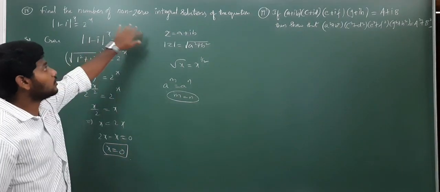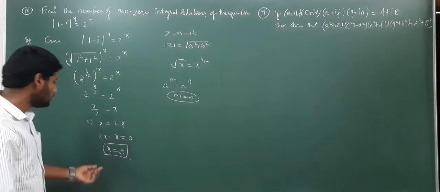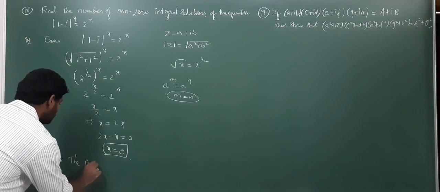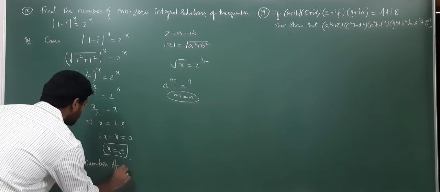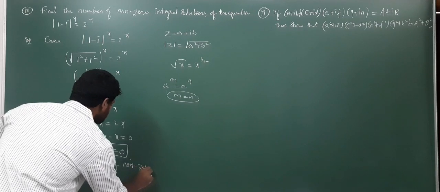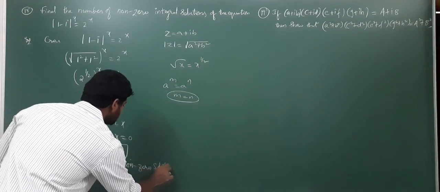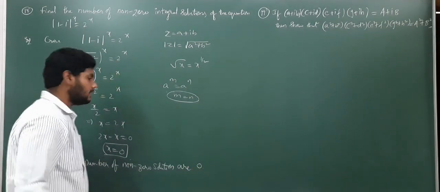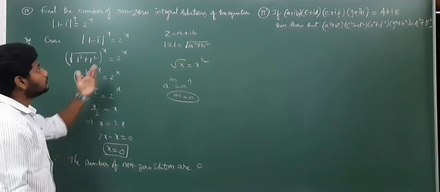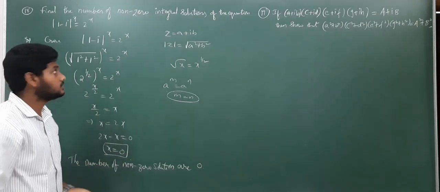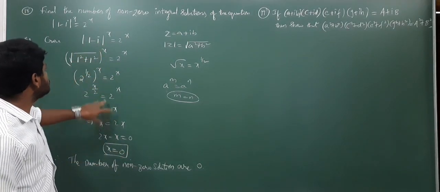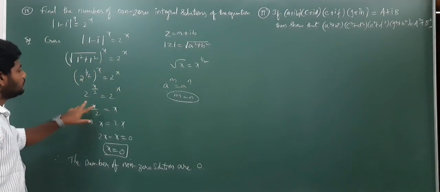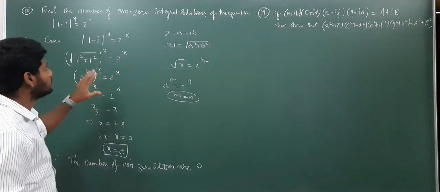What they asked is number of non-zero integral solutions. But what we got, x is equal to 0 only we got. Therefore the number of non-zero solutions are how many we got? 0. X value also we got 0, but number of non-zero solutions we got also 0. So to simplify this, use the modulus formula, which is square root of a square plus b square, and simplify by equating those two. So this is also an easy question.